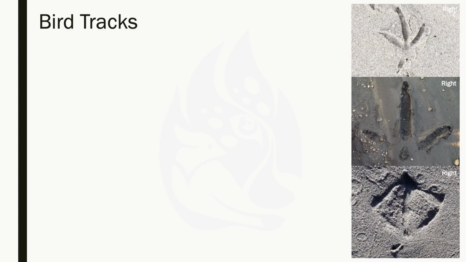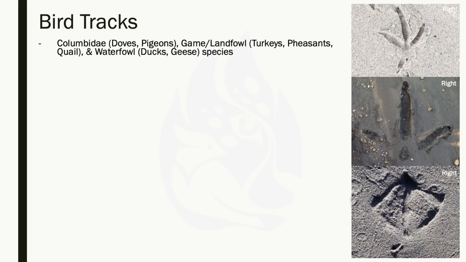In the case of bird tracks, we're going to focus on 3 categories of birds. And those are going to be your columbidae, which are your doves and your pigeons, your game or land fowl, which includes your turkeys, pheasants, and quail, and your waterfowl, which are various ducks and geese species. And so we see an example of all 3 here on the right-hand side.